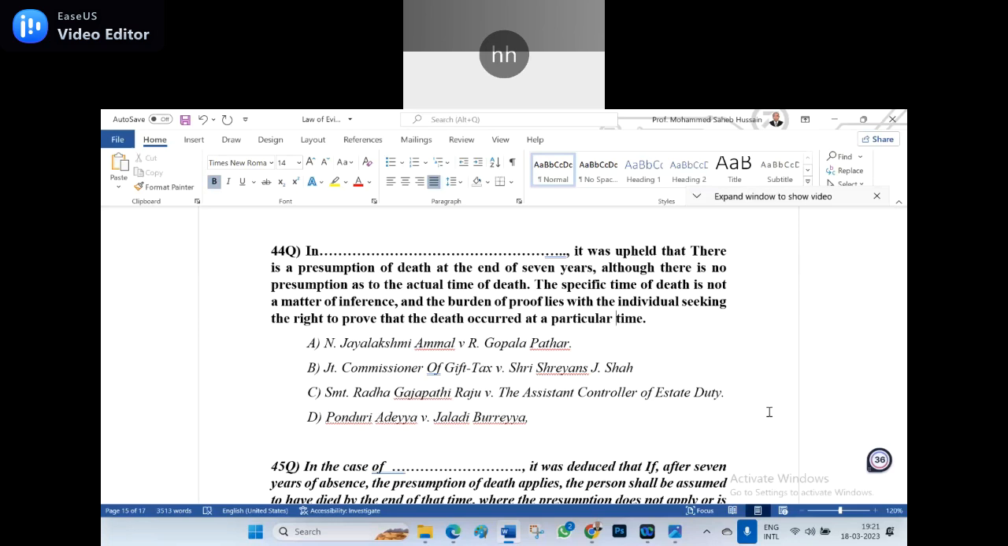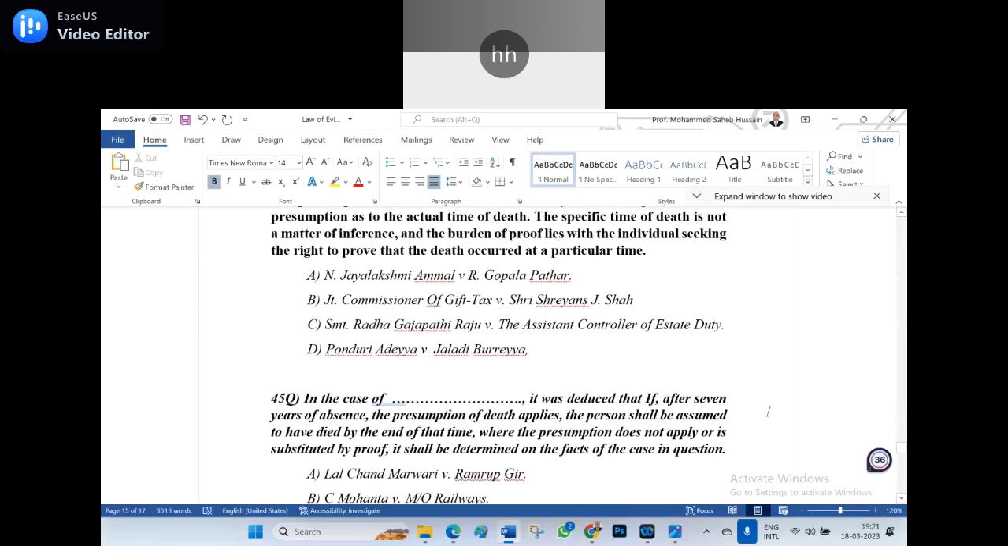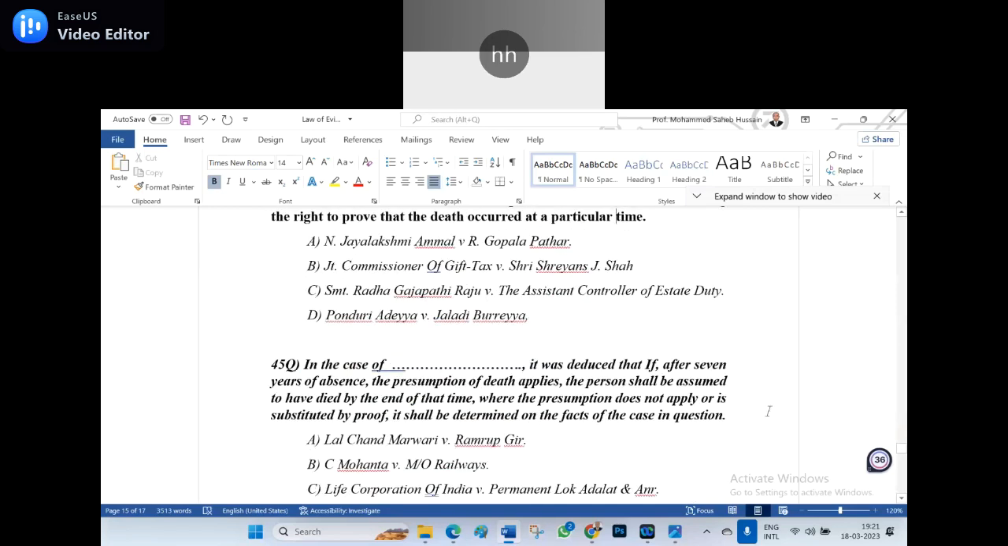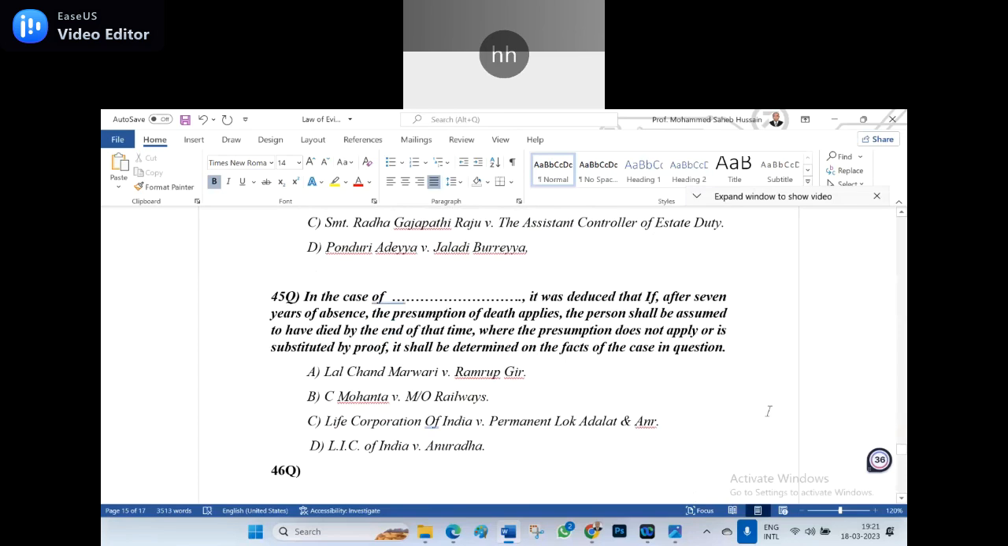Option D, sir. Wrong. The right answer is Srimati Radha Gajapati Raju versus the Assistant Controller of Estate Duty. That is the right answer. Is it clear? Now next question, 45th question.